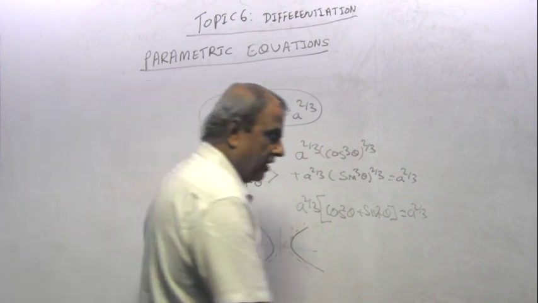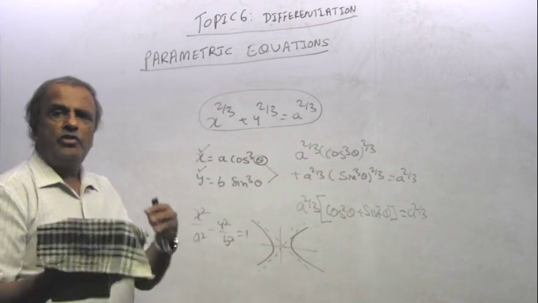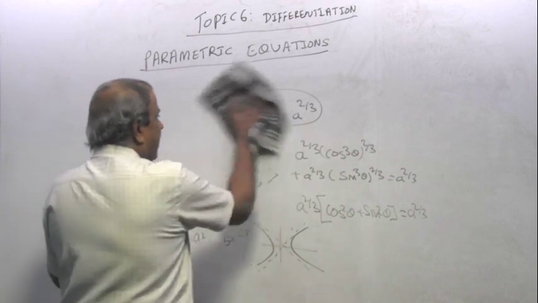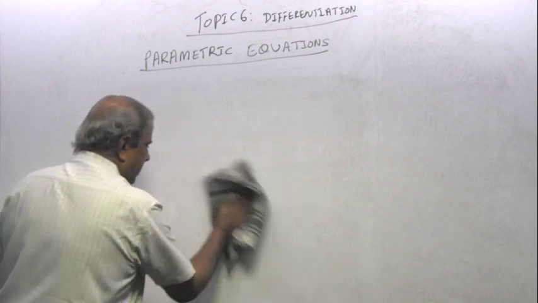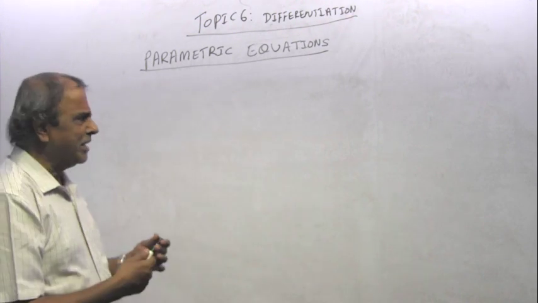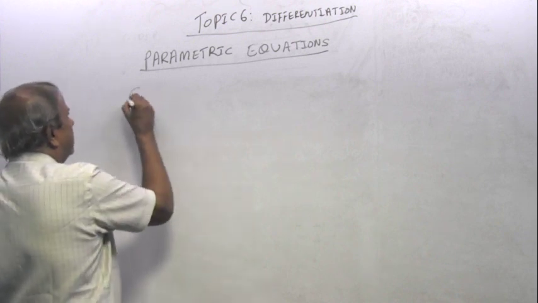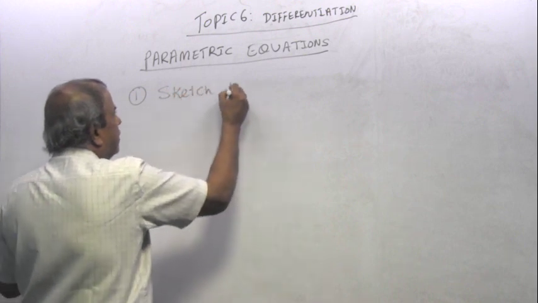So in other words, when x and y are defined using a third variable t, then the set of equations is called a set of parametric equations. I don't have to write the definition. So let's go step by step. Number one, I want to show you how to sketch parametric curves.